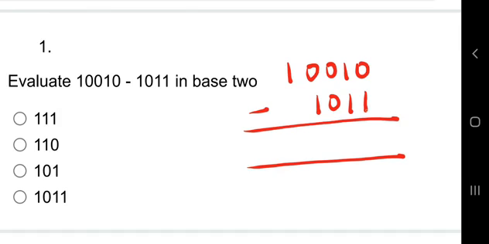So 1 minus 0 is impossible. So that means we're going to take 1 from this 1 and this returns to 0. Mind you, we are working in base 2. So the 1 you borrow from this one here will become 2 here. So that means 2 minus 1 will give us what? 1. This one is now 0. So we have to bring 1 again to this place.